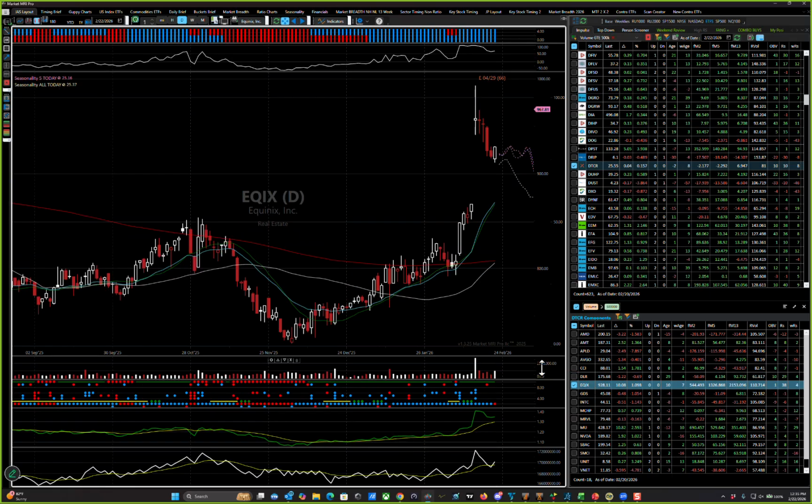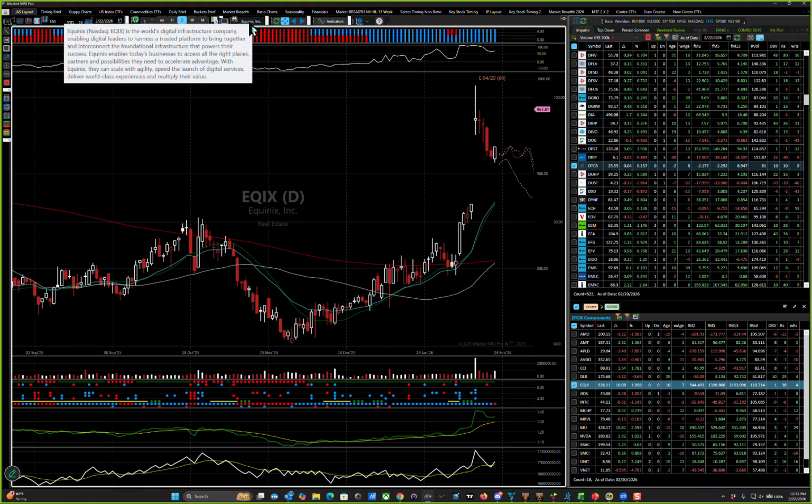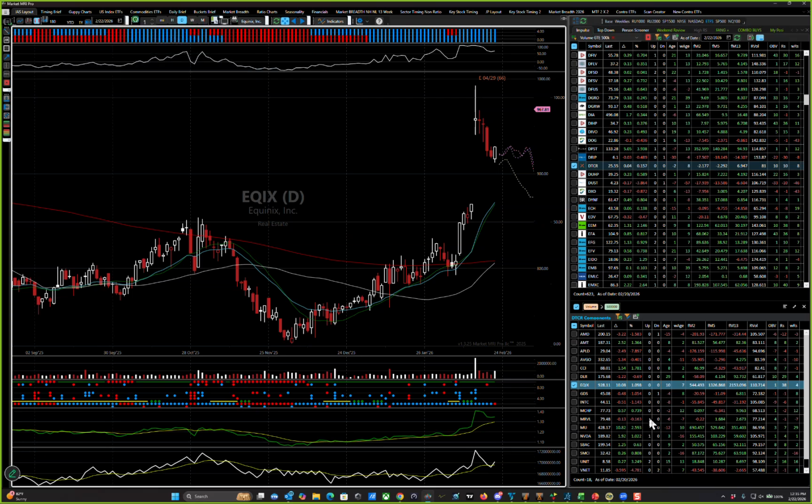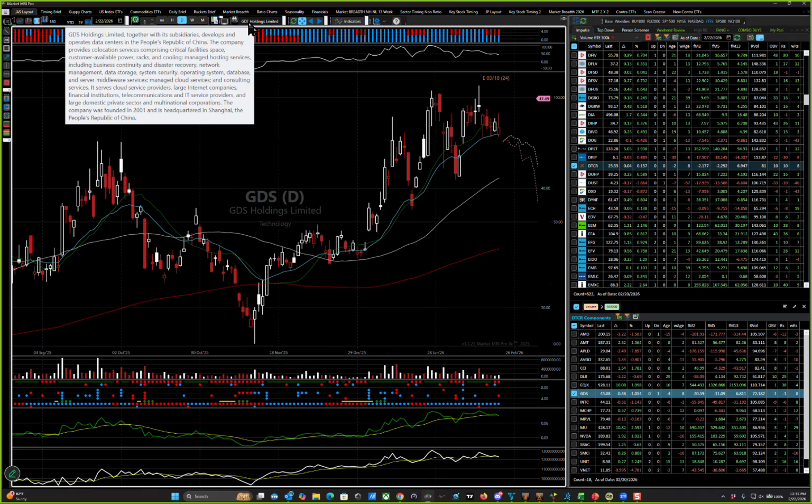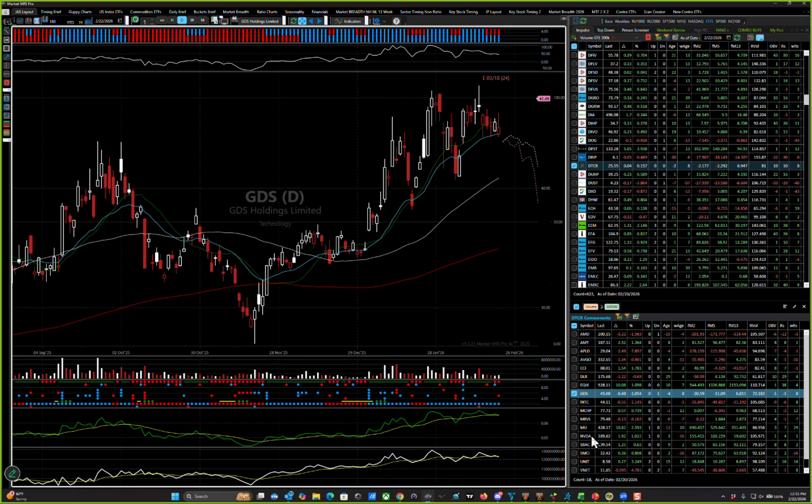Equinix. If you don't know what it is, it's real estate. You highlight the name. Digital Infrastructure Company, enabling digital leaders to harness a trusted platform to bring together, interconnect the infrastructure that powers their success, aka data centers. GDS. I don't know what they do. They're in the data center ETF. You can go back here. Develops and operates data centers in China. Oh yeah, I just made a lot of money on one of those. So you can go down the list. It's not just semiconductors. So the ability to look at what's inside an ETF is valuable.